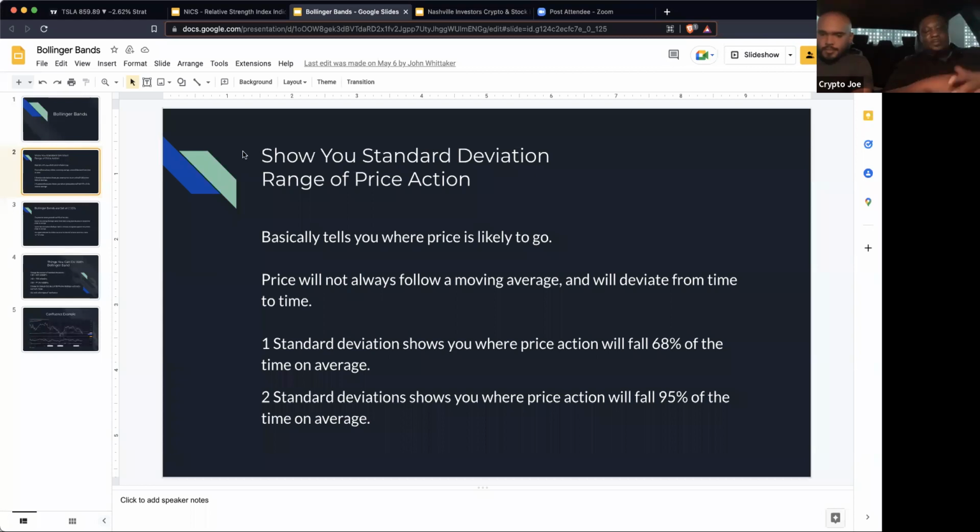But price, it basically tells you where price is going to go. I use it as support and resistance a lot of the time. It's usually depending on which deviation that you're in.